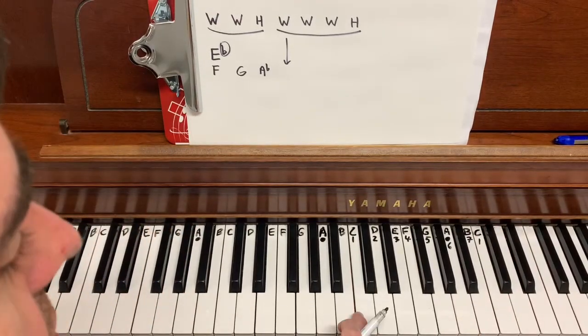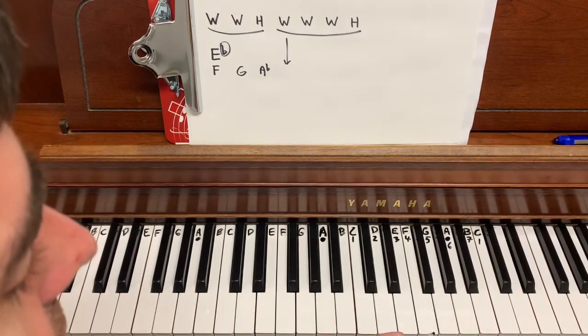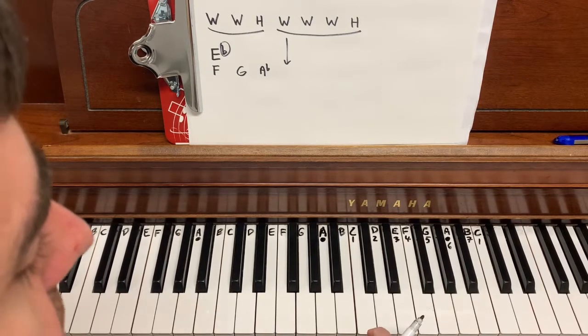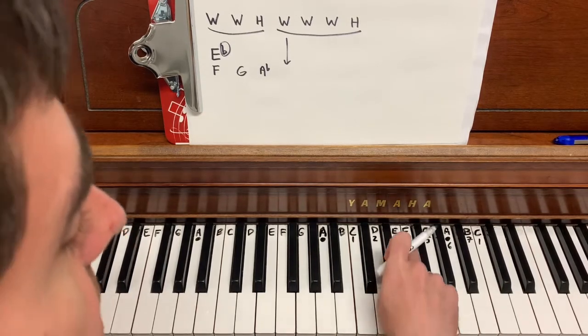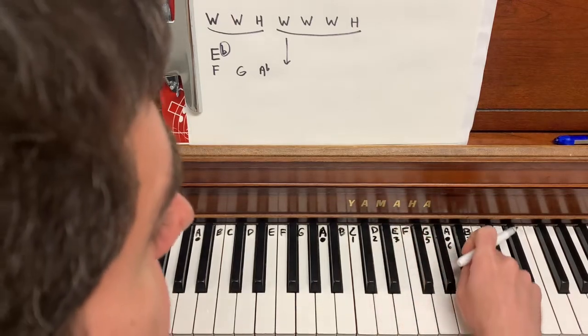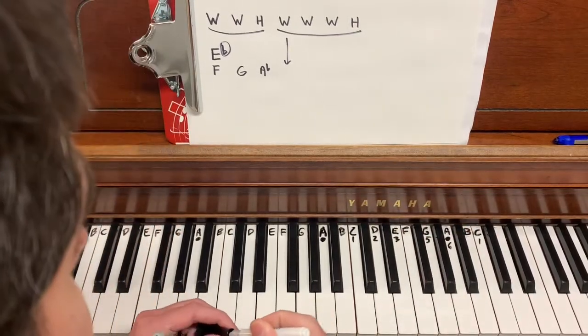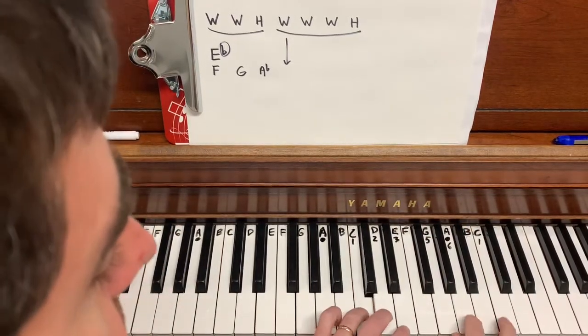Okay. So in a pentatonic scale, which you might have heard that word before, pentatonic, penta meaning 5, we do not have a 4, and we do not have a 7. And that sounds like this.